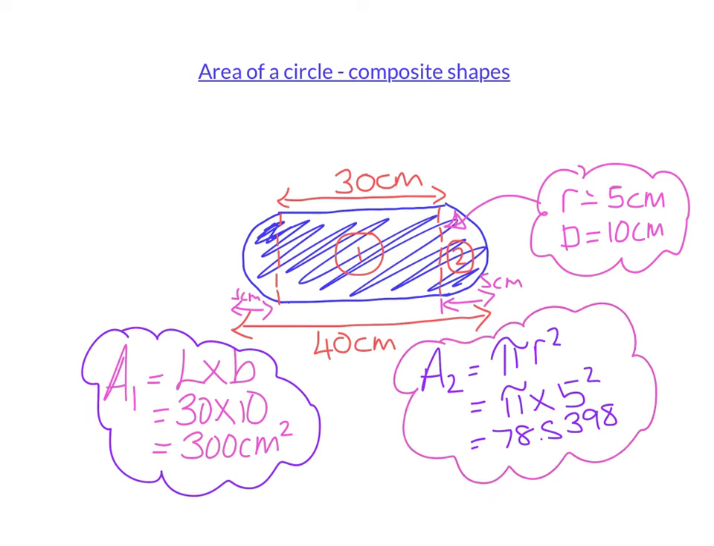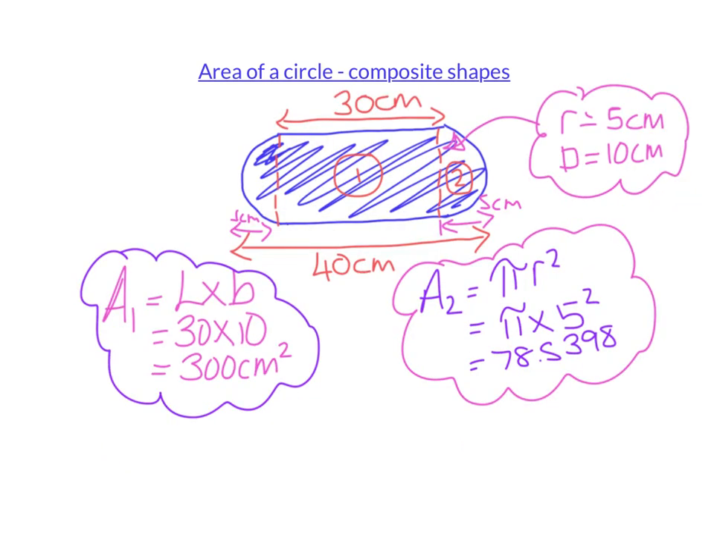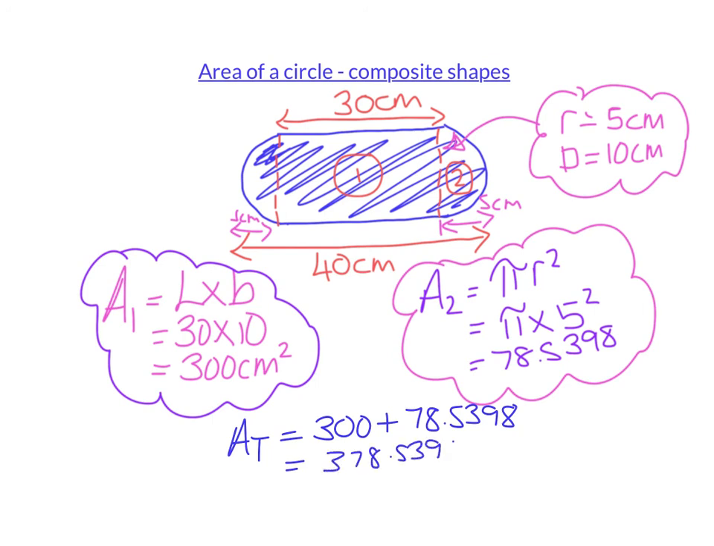So for each question you get, you may have to do something slightly different, and you need a little bit of thought. And so then we need to find the total area, and in this case we're adding them together rather than subtracting, because we've got the rectangle plus we've got the circle. I'm going to add those together. You shouldn't need a calculator for that one. 378.5398. I'm going to round to 3 significant figures. So it'll be 379 square centimetres.